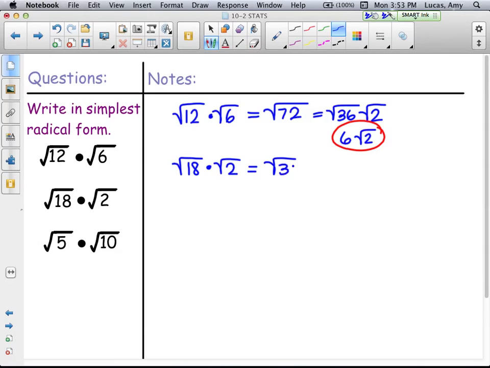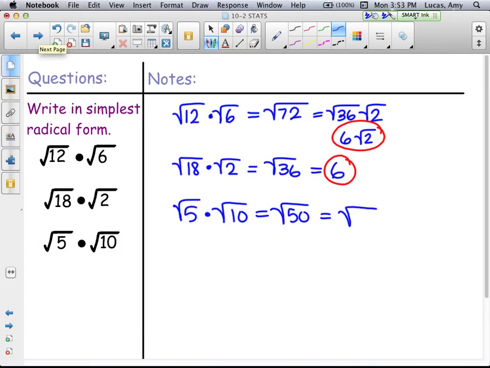18 times 2 is 36, and then you may realize that it's even a perfect square, like this one. The square root of 36 is 6, so I'm done with that one. And then 5 times 10 is 50, and I can break down the square root of 50 because 25 is a perfect square. 25 times 2, so this one would be 5 times the square root of 2, like that. So you're looking for, again, the largest perfect square factor, the largest one.